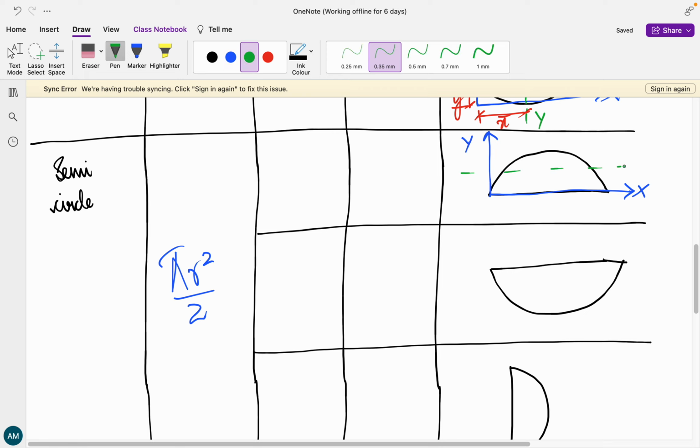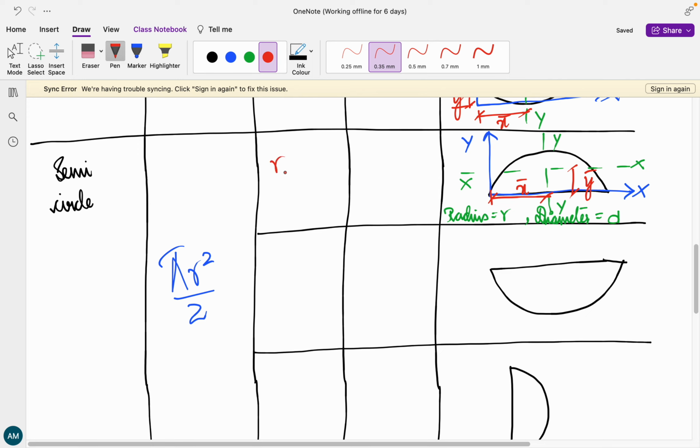Now let us mark the centroidal axis xx followed by yy. Can you see that the yy axis is dividing this given semicircle into two equal halves? So the radius is nothing but small r over here, and the diameter is nothing but d. So this distance that has been marked is x bar, and this distance is going to be y bar.